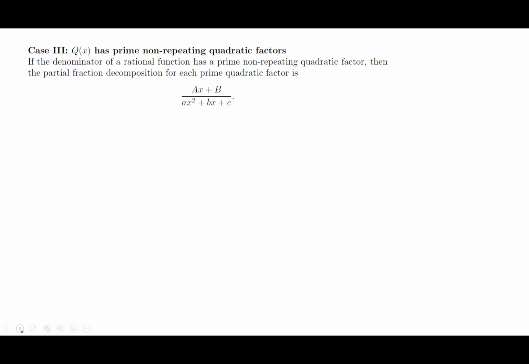Well, what if there is a prime quadratic factor? When you factor the denominator, there is a factor that is quadratic, and that quadratic factor cannot be factored any further. Well, then again, keeping in that spirit of numerator being less degree than denominator, if my denominator is degree 2, my numerator needs to be degree 1. Hence that form Ax plus B. There it is. It looks linear, right?